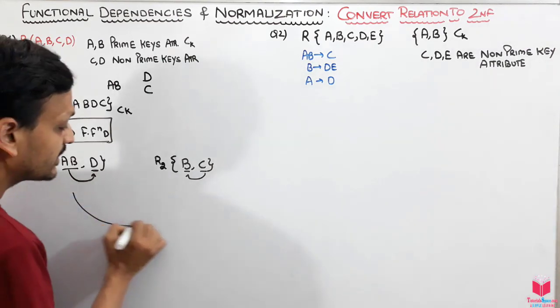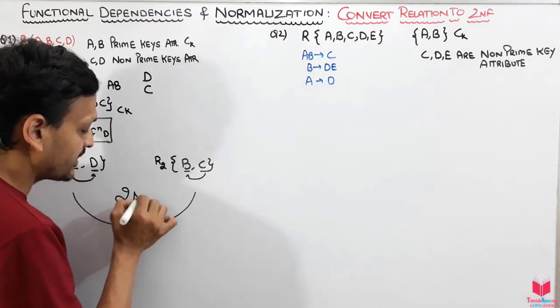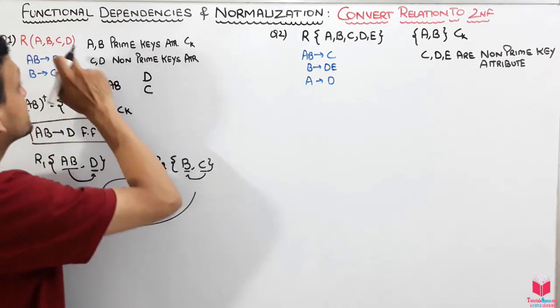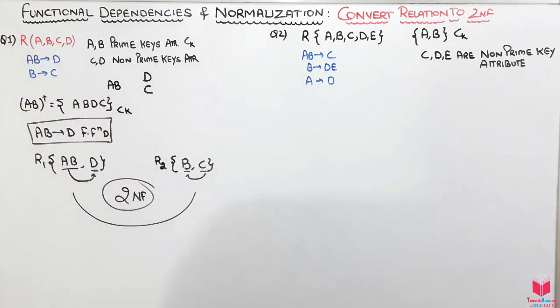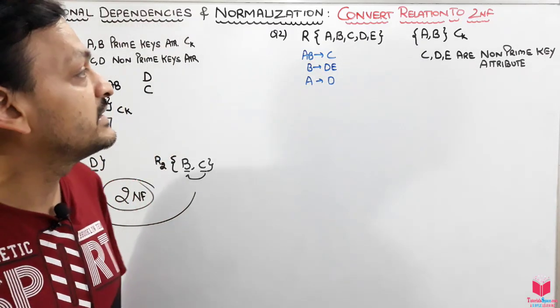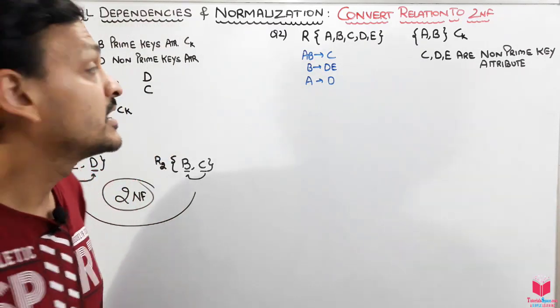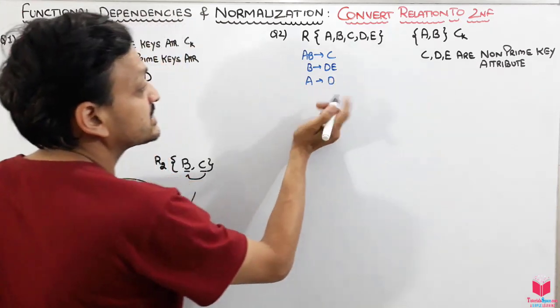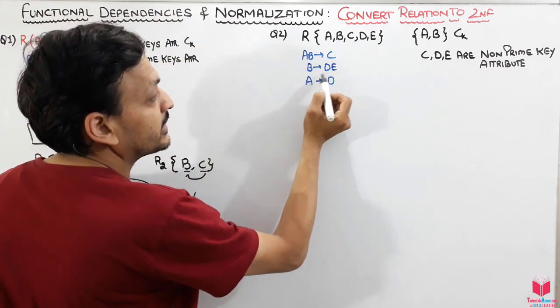So we will say that this is the complete second NF form conversion of this relation. Okay, after that let's consider this example. In this example we have a relation with attributes A, B, C, D, E, and these are the functional dependencies: AB to C, B to DE, A to D.